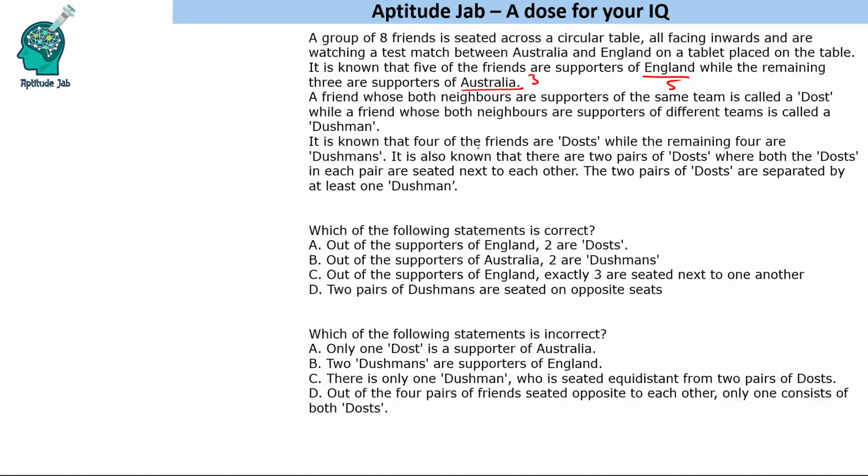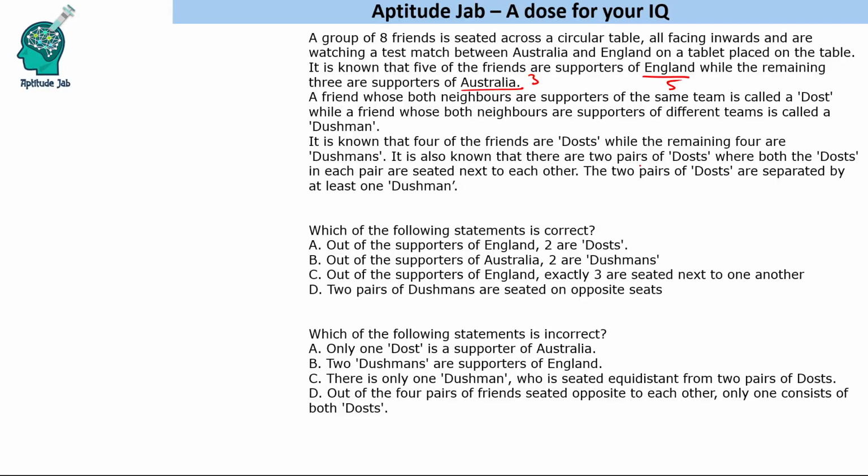It is known that 4 of the friends are dosts while the remaining 4 are dushmans. So चार दोस्त हैं और 4 दुश्मन हैं. It is also known that there are 2 pairs of dosts where both the dosts in each pair are seated next to each other. What does this mean?